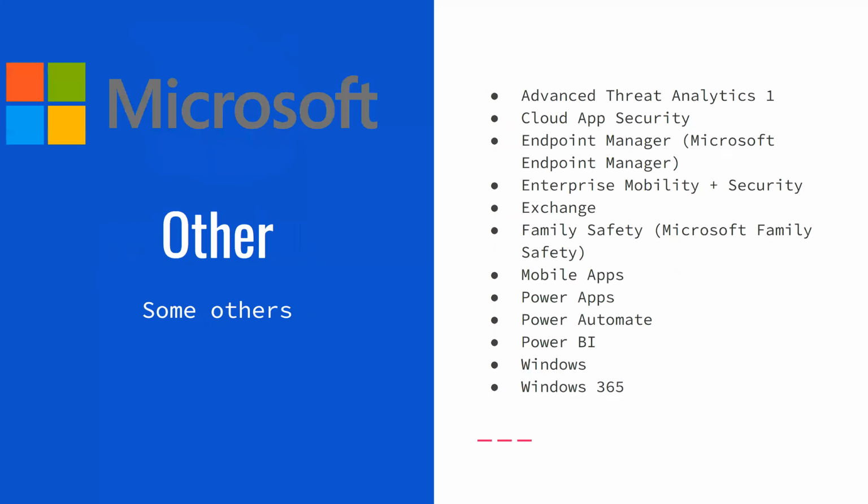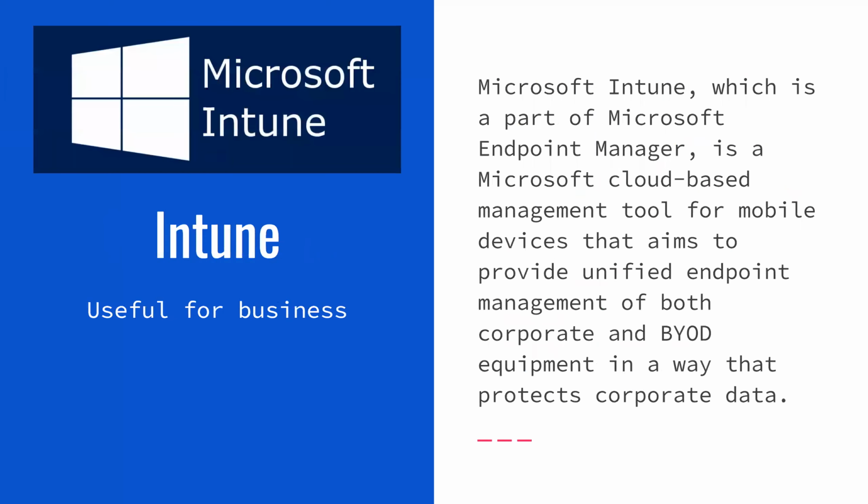Here are some others. The one I want to point out is Family Safety. Family Safety is essentially the family version of Intune. If you're on a family plan, it allows you to, and I just want to stress this, in a non-creepy way, tell what people have been looking at on their phone.